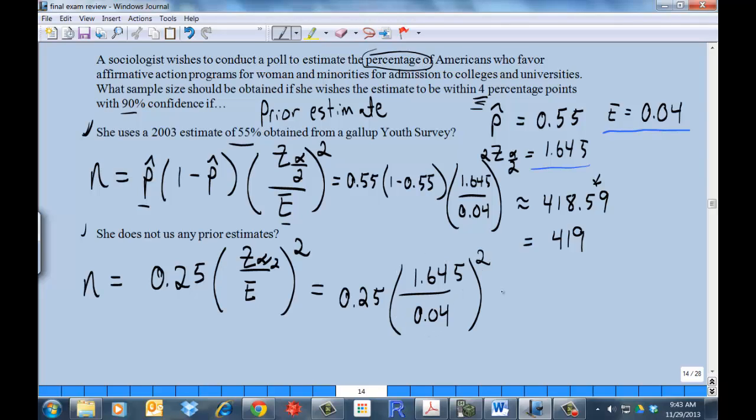Now don't forget the squared here. Now we're going to compute this value. We're going to get something like 422.82. And again, we're always going to round this up to the next integer. So 423.